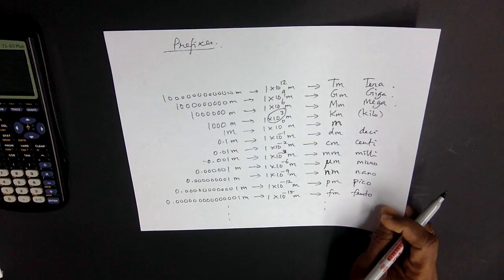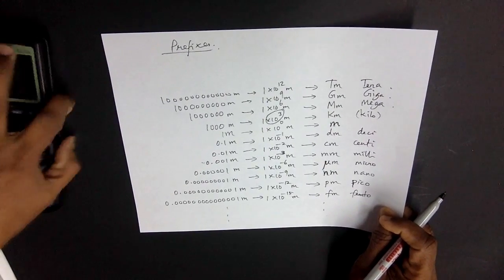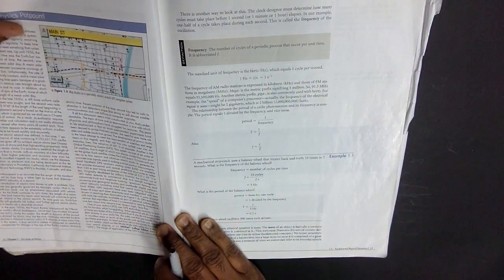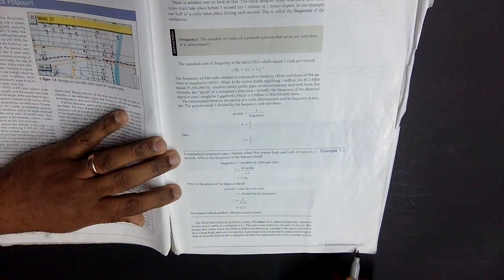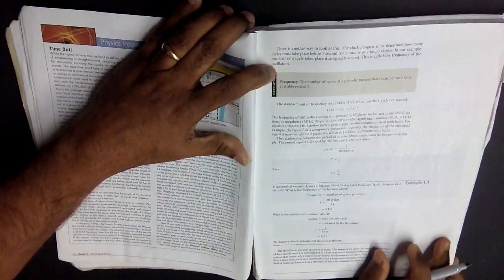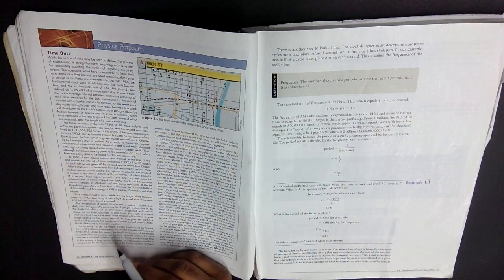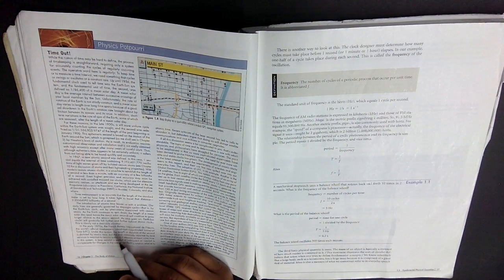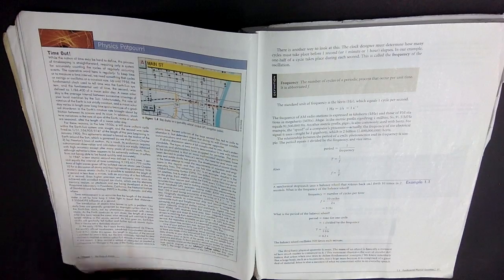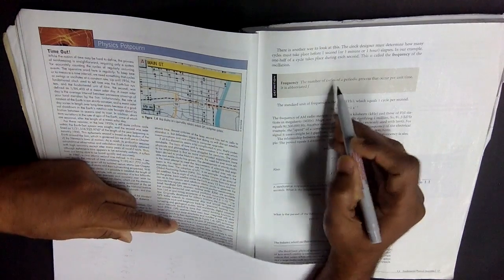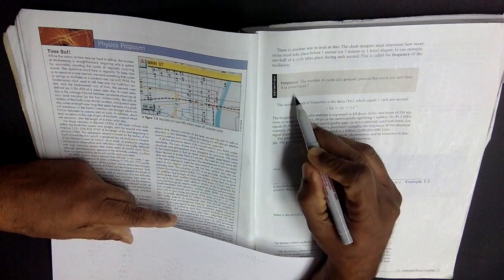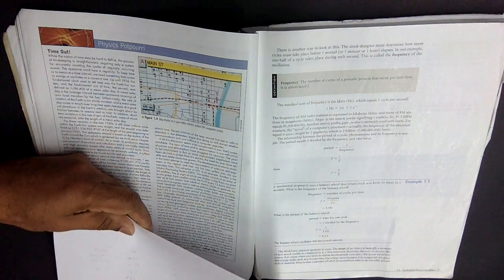Now let's go on to our textbook. The next thing in your textbook that you need to focus on is on page 17 of the 6th edition. And here it is, frequency. What is frequency? Frequency is the number of cycles of a periodic process that occurs per unit time, and it is abbreviated as F.